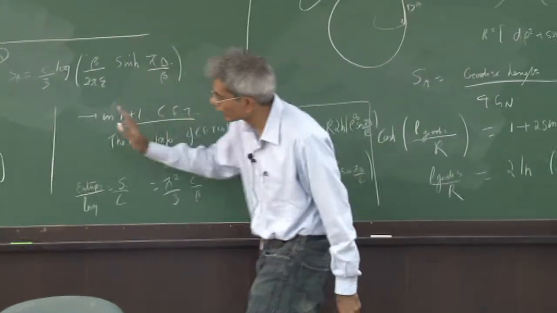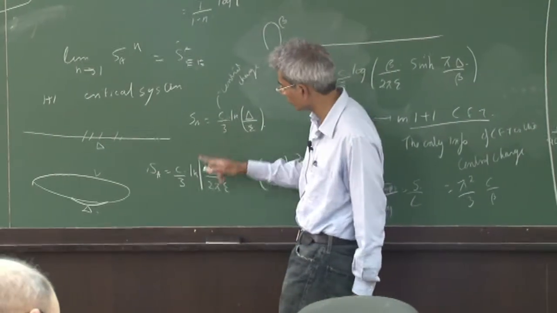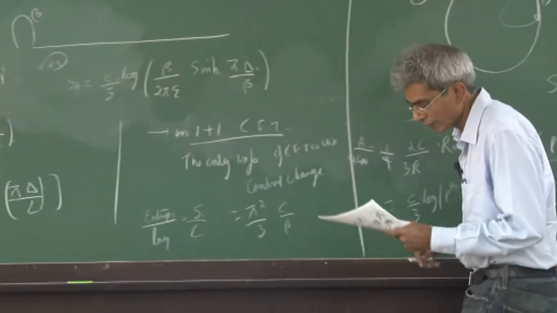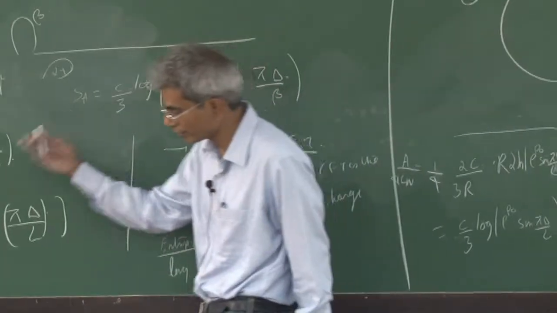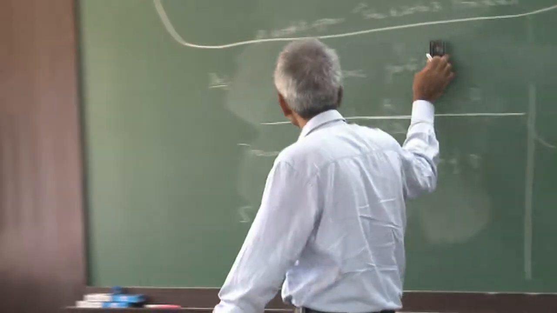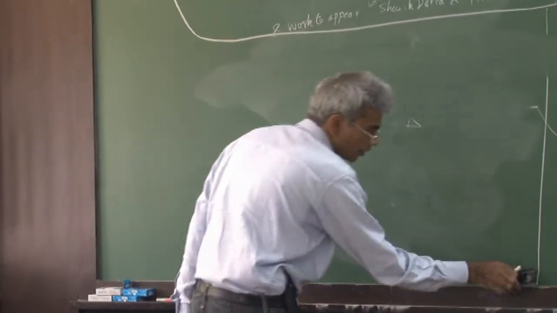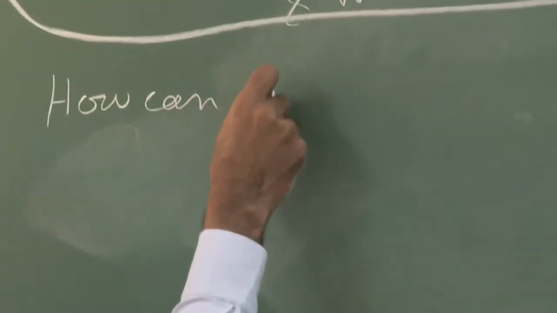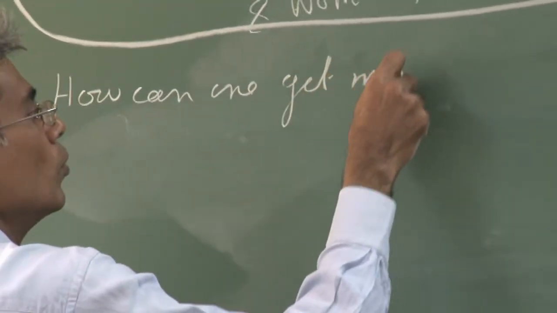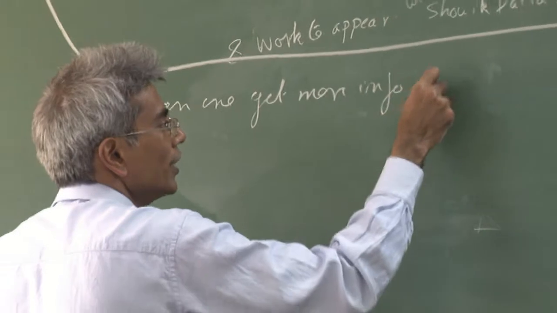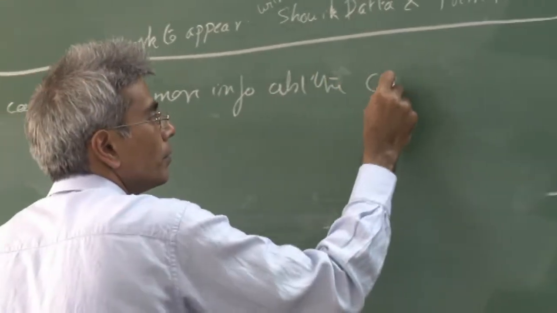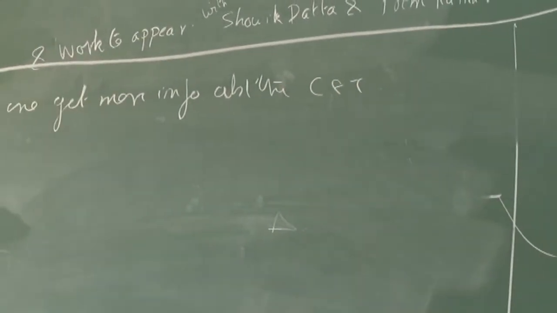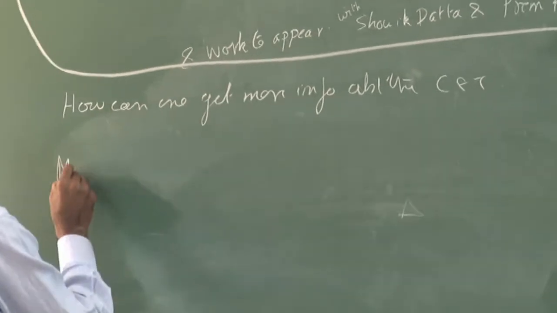As I said, first, it doesn't seem to have more information other than the central charge. So that's the first. So how can you get more information? Let me just talk about that first. One gets more info about the CFT from this observable. So this is method 1. Let me do method 1.